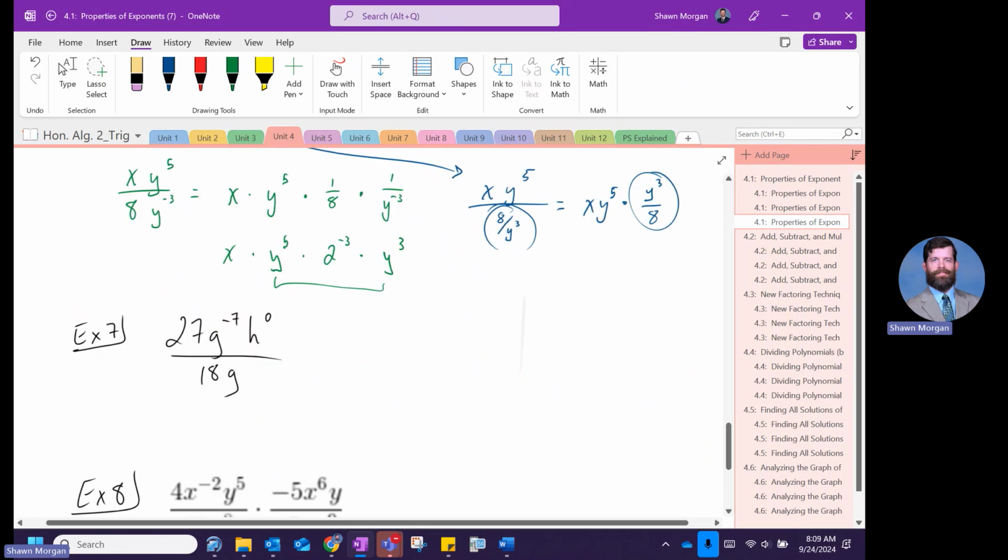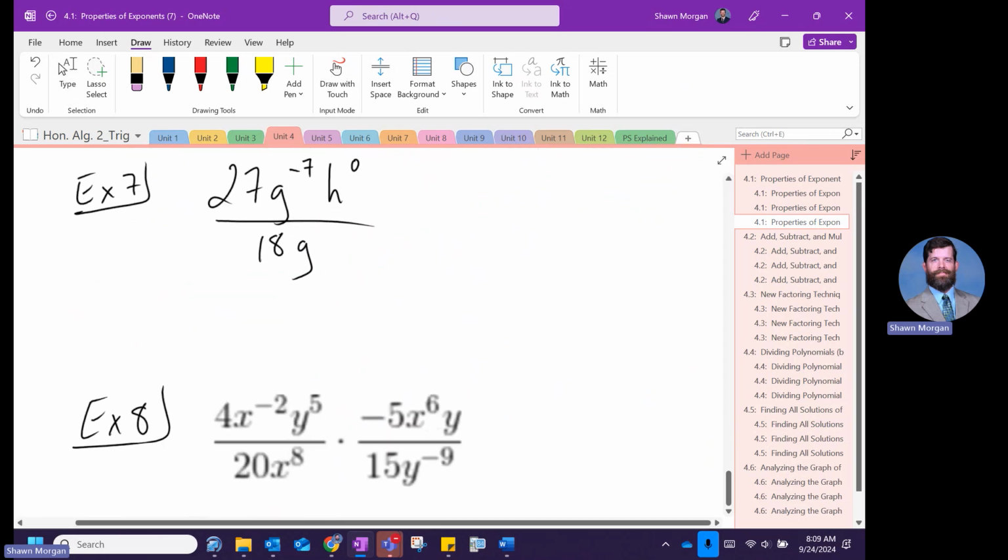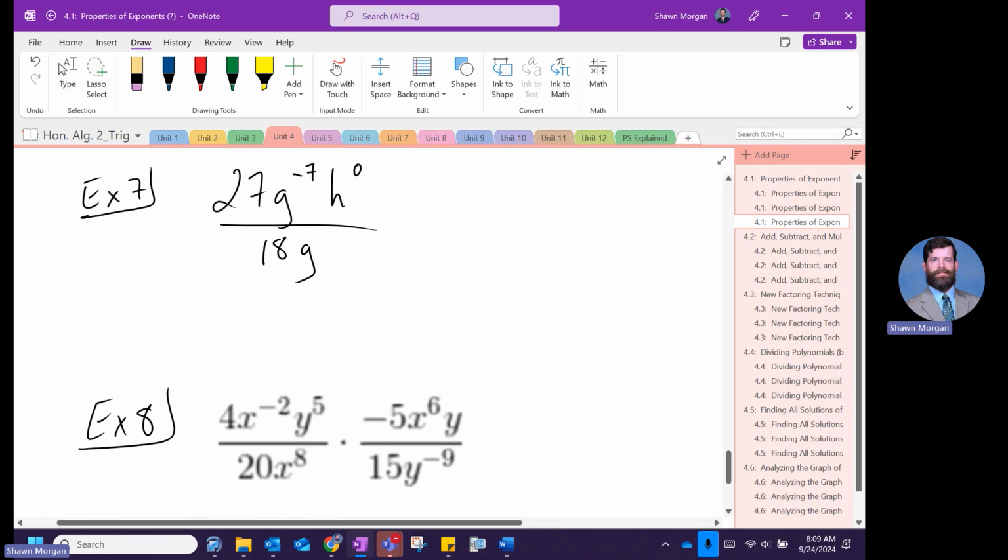Okay, here we go. I want to look at another couple of examples. We're going to start ratcheting up the difficulty a wee bit. Okay, there's example 7 and example 8. So you guys chew on that a little bit.